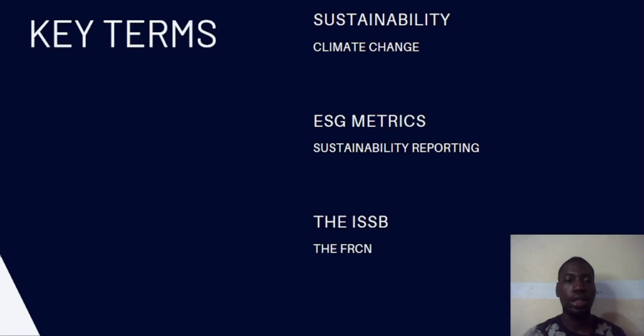The next term is ESG metrics. ESG refers to environmental, social, and governance. ESG metrics provide organizations with a structured framework for evaluating their environmental impact, social responsibility, and governance practices. Then, sustainability reporting is another important concept that you should be aware of.